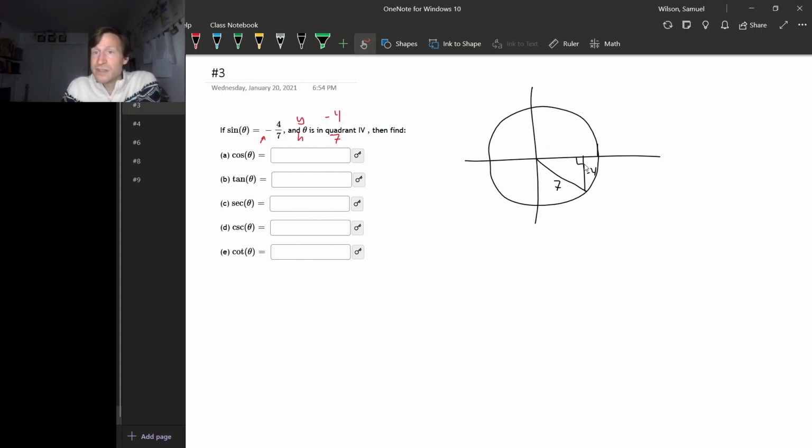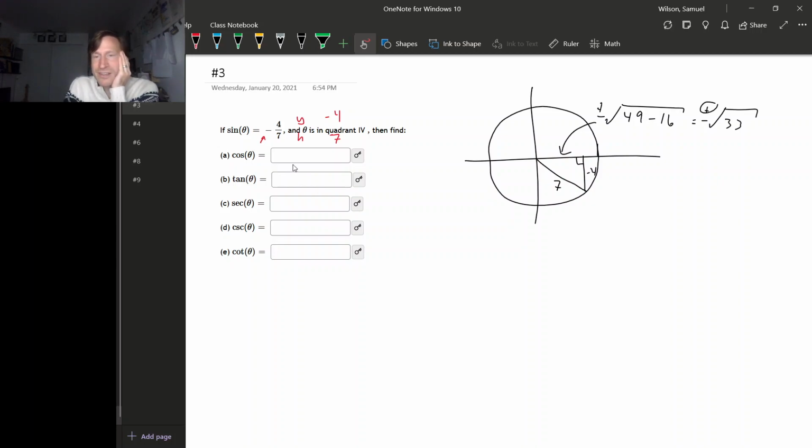Now that we know two sides of this right triangle, we can use the Pythagorean theorem to get the other side. So let's see, the square root of 7 squared is 49, minus 4 squared is 16. So this is going to give us square root of 33. I should have a plus or minus here, but we're in the fourth quadrant, and in the fourth quadrant, horizontal coordinates are positive, so we're going to choose the positive one here. And now we can write down all of these trig ratios just using this right triangle.